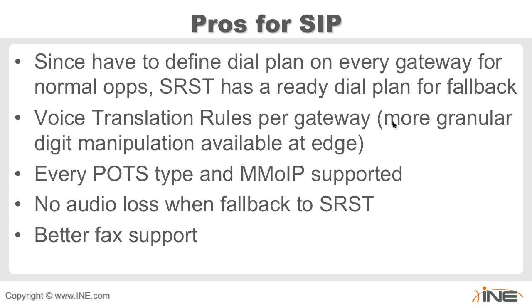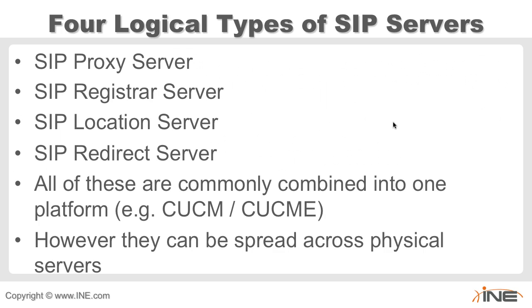Again, pros or advantages for SIP, same thing, pretty much the exact same. There are 4 logical types of SIP servers. There's a SIP proxy server, which proxies things on behalf of someone else. A SIP registrar server for registration. A SIP location server for locating stuff or keeping track of location. And a SIP redirect server, which, guess what, provides redirect services. If someone moved, if they did a call forward all, it provides things like, hey, redirect over here. They had a temporary move, call forward.